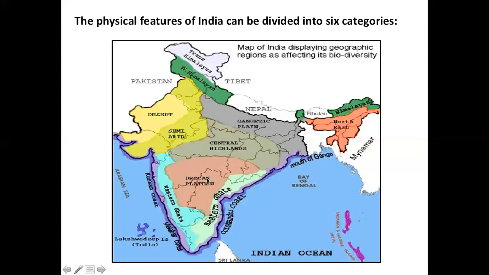Then we go to the Peninsula Plateau. This part is the Peninsula Plateau. The Deccan Plateau, which you see here in the pink color, is a triangular landmass, and it is bordered by the Eastern Ghats and the Western Ghats. So these are the Eastern Ghats and the Western Ghats, on the east side and the west side.